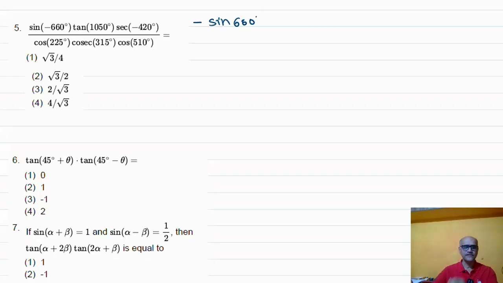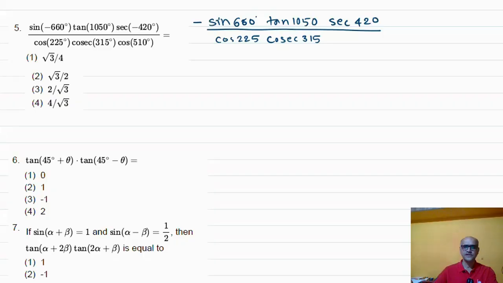Tan 1050, I will keep it as it is. Secant of minus 420: when minus comes inside secant, the minus goes away. So this will be secant 420, divided by cos 225, into cosec 315, into cos 510. Now I will simplify this.